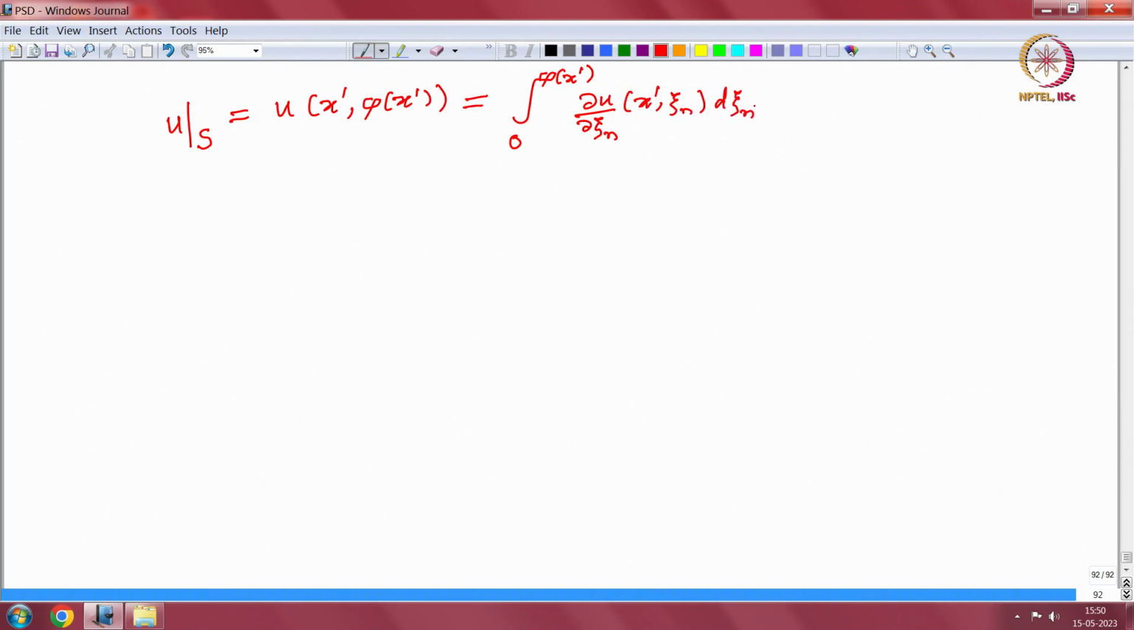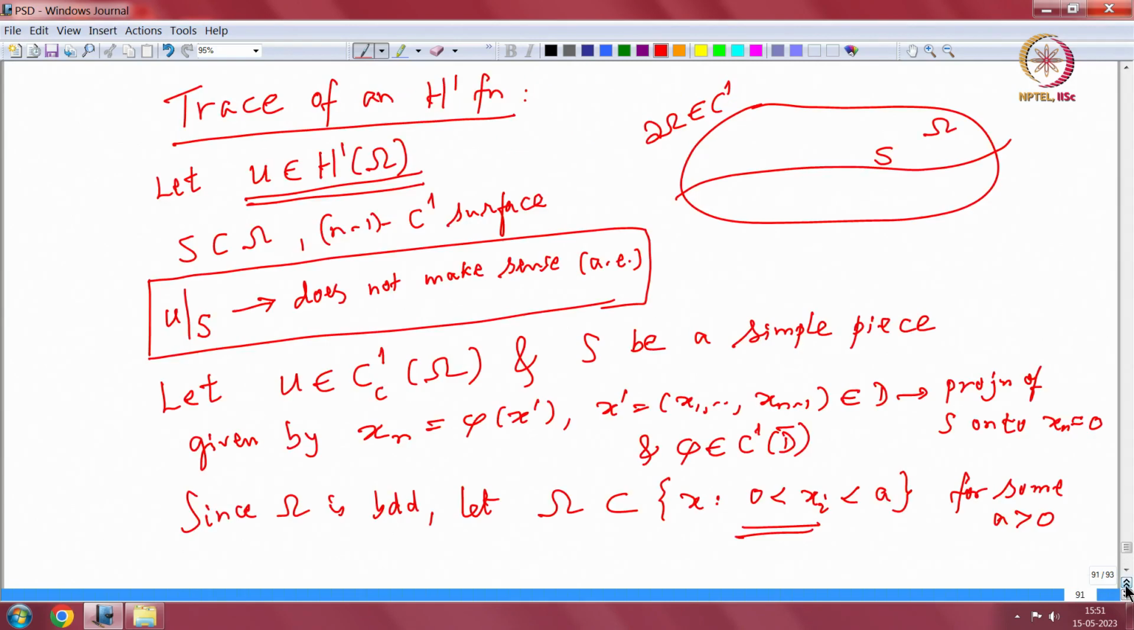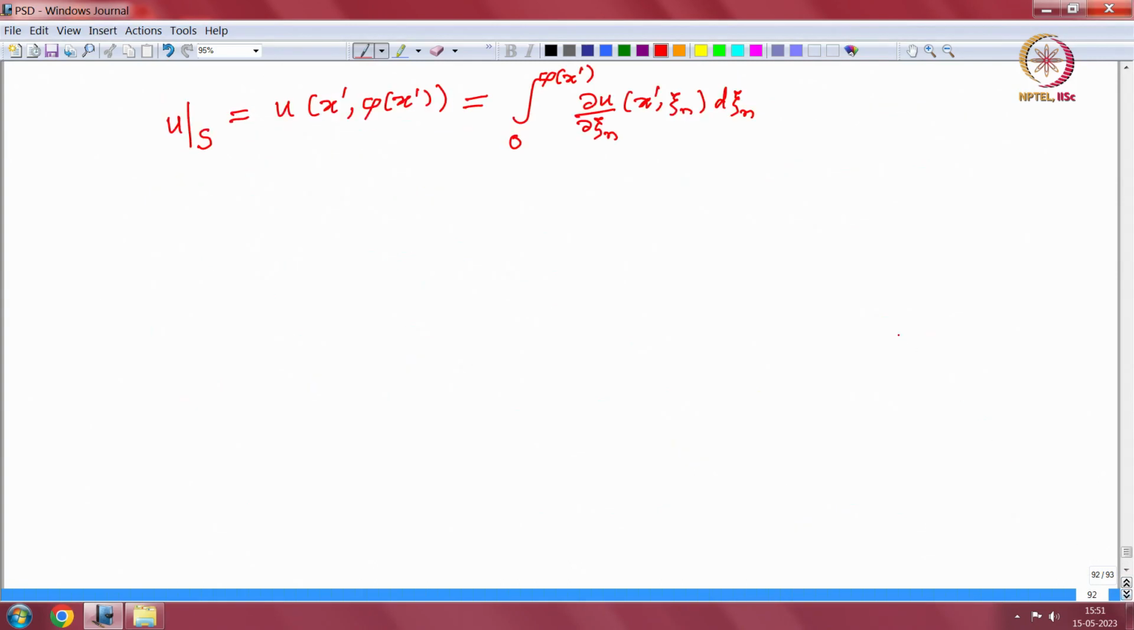See that assumption that omega is positive. Otherwise I have to worry about the sign of phi of x prime, whether it is less than 0 or bigger than 0, and accordingly I have to put that thing. So, now we have assumed that, so that is no problem at all. Even if it is otherwise, you can always do that. So, this helps us and I do not have to worry about that.